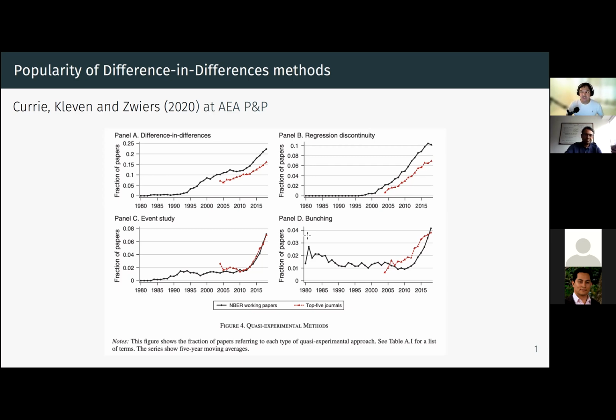But I want to call your attention here, it is not about the trends per se, but about the scale. In panel A, around 22% of all empirical NBER papers in 2017 mention the words difference-in-differences. To put that in perspective, we can do the same for regression discontinuity, and this is around 10% in 2017. So difference-in-differences seems to be, at least according to this metric, twice as popular as regression discontinuity.